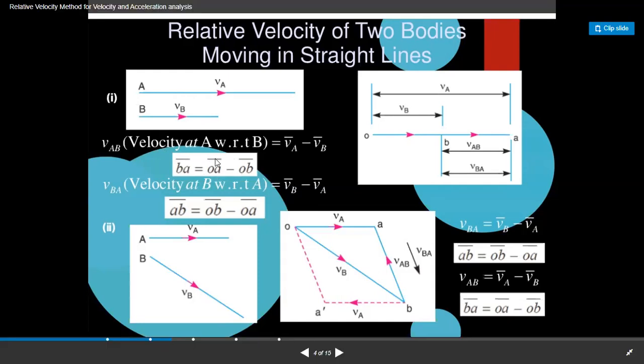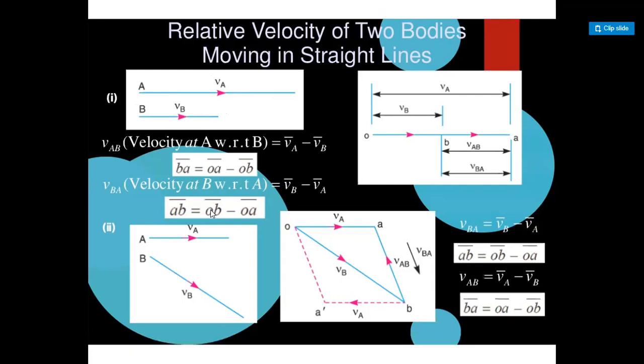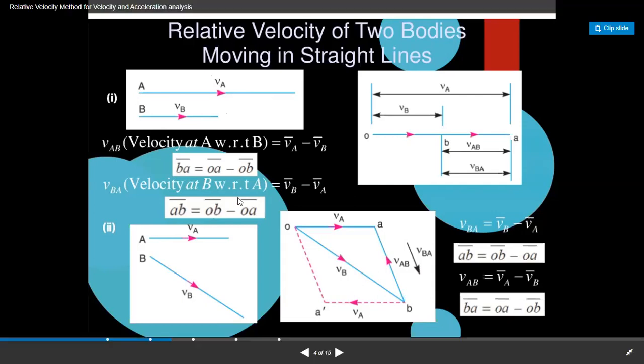So the starting point is O. Suppose the starting point is O and the ending point is A. Suppose this line denotes the velocity of A. The length of OA is the velocity of A and OB is the velocity of B. So the difference of OA and OB is denoted by BA, and it is the velocity of A with respect to B. Similarly, if we subtract OA from OB, we get the velocity of B with respect to A.